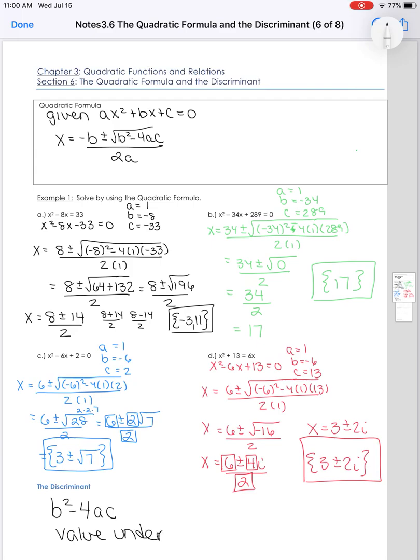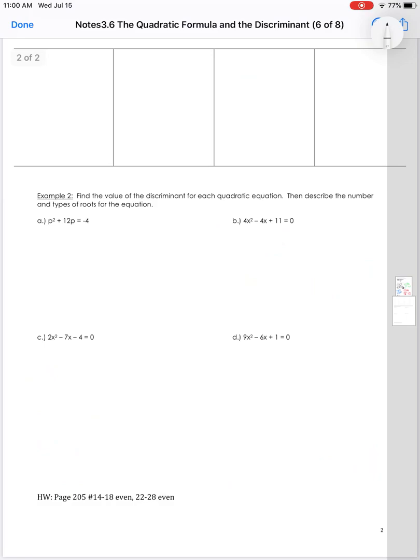All right, part 2 to this is going to talk about something called the discriminant. The discriminant is actually the value underneath the radical in the quadratic formula. So that is your b squared minus 4ac. So again, it's the value under the radical, or the square root sign. So when we talk about the discriminant, there are 4 scenarios that we can encounter.